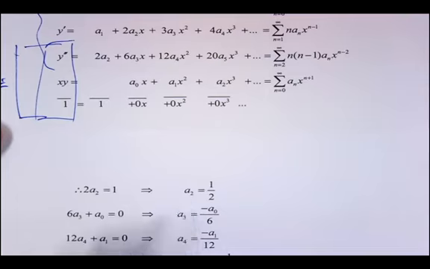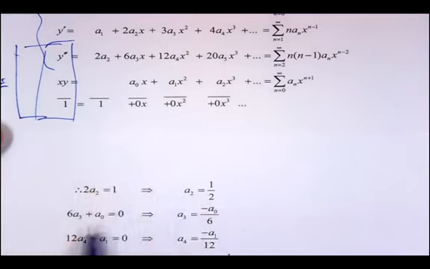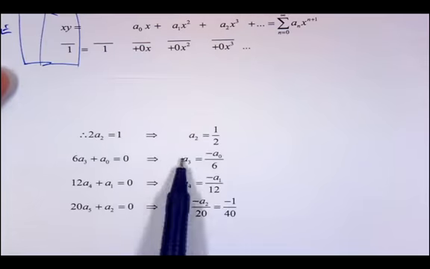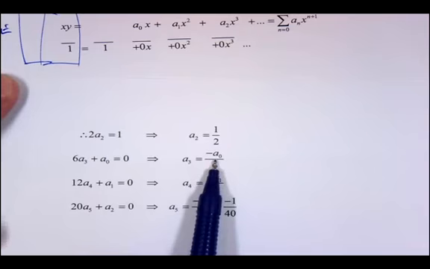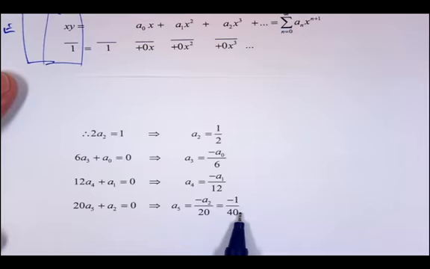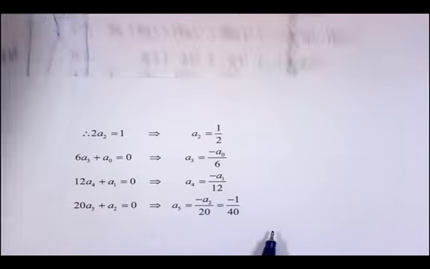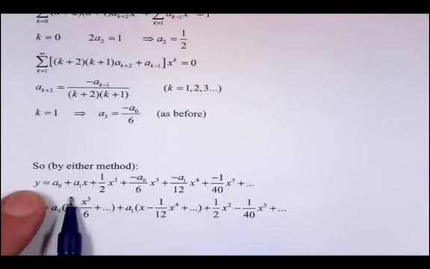And then we can keep doing the same thing as we've done before. 6a3 plus a0 must be 0. 12a4 plus a1 must be 0. Solve for later coefficient in terms of earlier coefficient. Do I know anything about a0 at the moment? No. Do I know anything about a1 at the moment? No. Do I know anything about a2? Yes. It was a half. So minus 1/20th times a half is minus 1/40th.